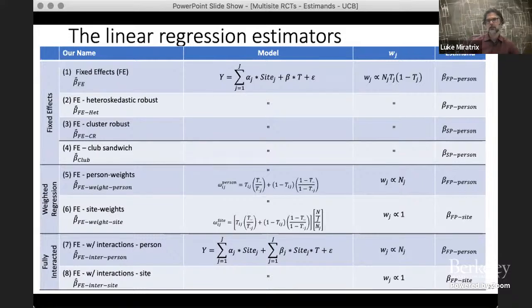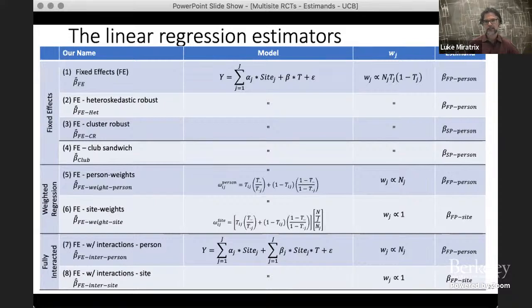And they coincide with the design-based estimators we just discussed. And then finally, you can fit a fully interacted model where you interact a site dummy with your treatment assignment. And then as a second step, you average those individual estimates to get an overall person or site average using those weights that we saw for the design-based.